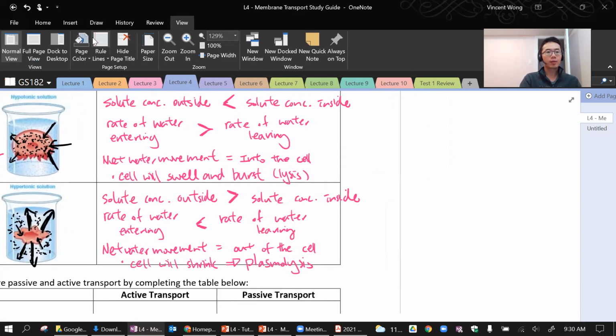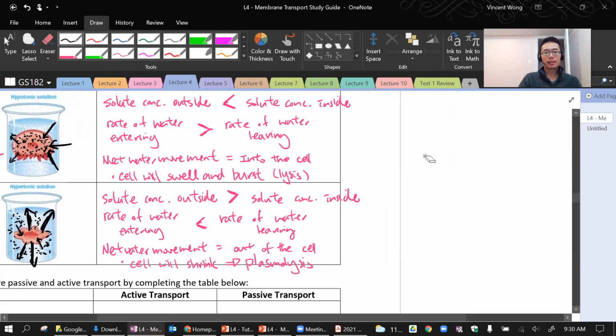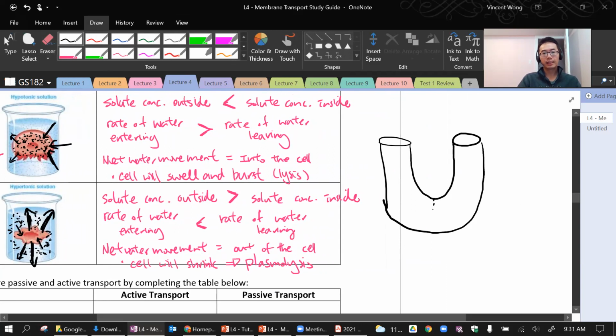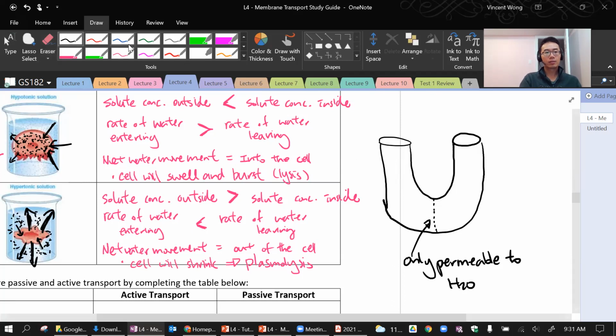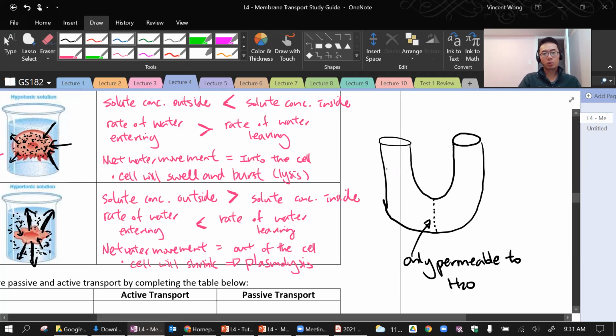Now, sometimes you will see a diagram like this. I don't remember if I have a diagram like this in the lecture, but you would have a U-tube, a U-shaped tube. And then there's a membrane here, only permeable to water. Only water can pass through. So you would have some water here, and then you would dissolve some salt or other solute here.